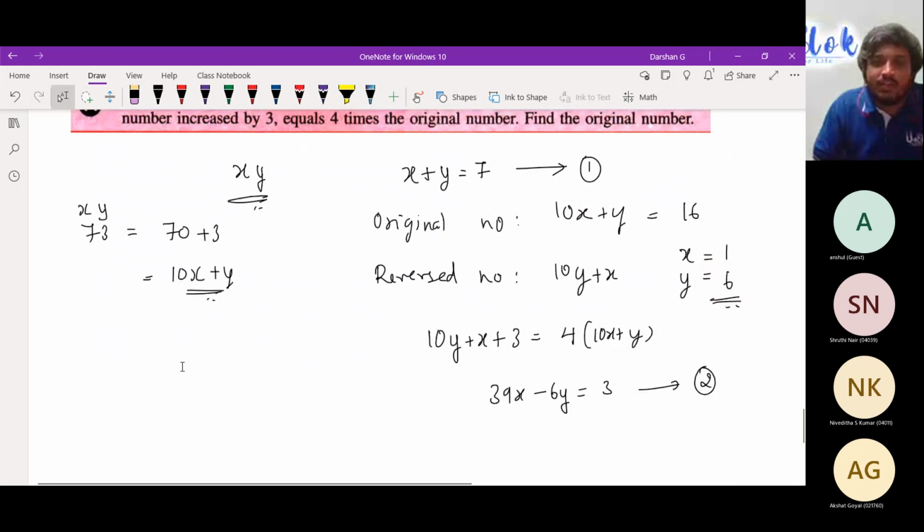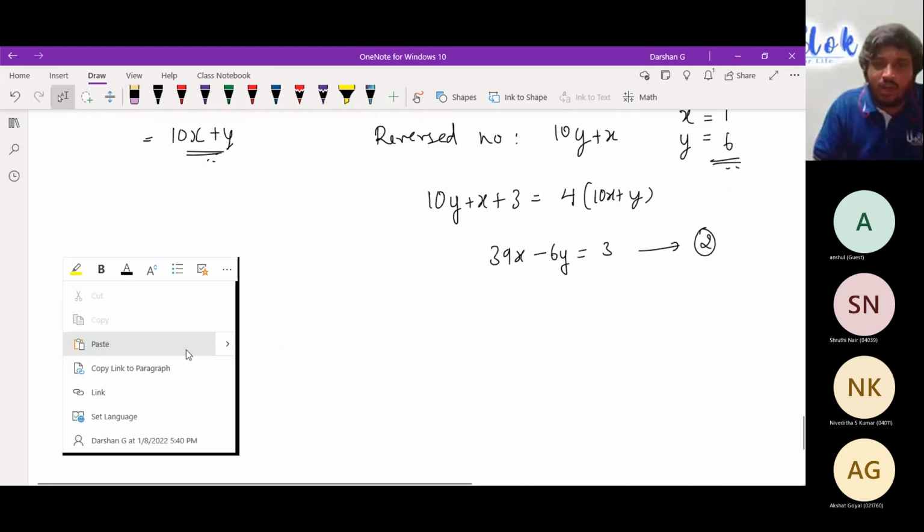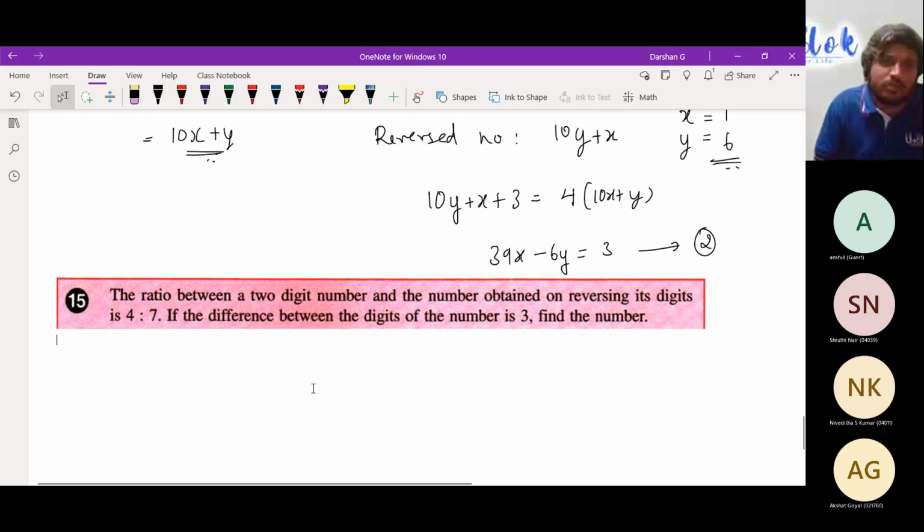So yeah, we got this. I'll be just discussing this. We'll not be solving in detail because we know how to do this. The ratio between a 2-digit number and the number obtained on reversing its digits is 4 by 7. If the difference between the digits of the number is 3, find the number. So if I am taking x and y, can someone tell the answer?